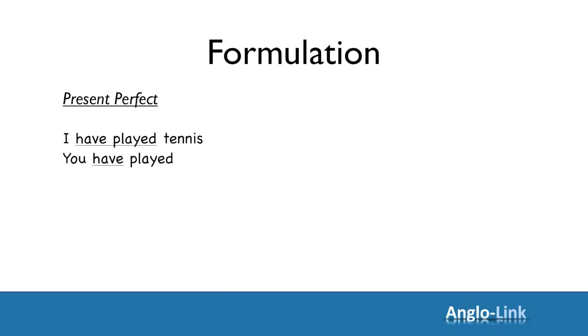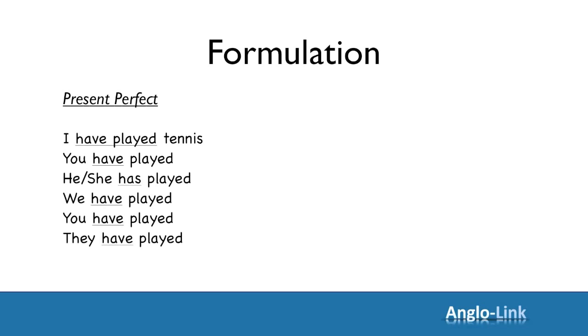You remember from the previous video that the present perfect is formulated with the verb have and the past participle of the main verb. I have played tennis, you have played tennis, he, she has played, we, you, and they have played. Now let's look at past simple.